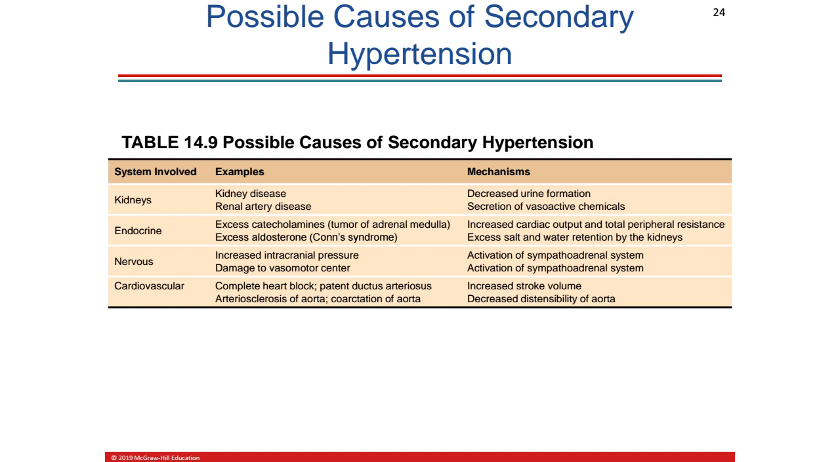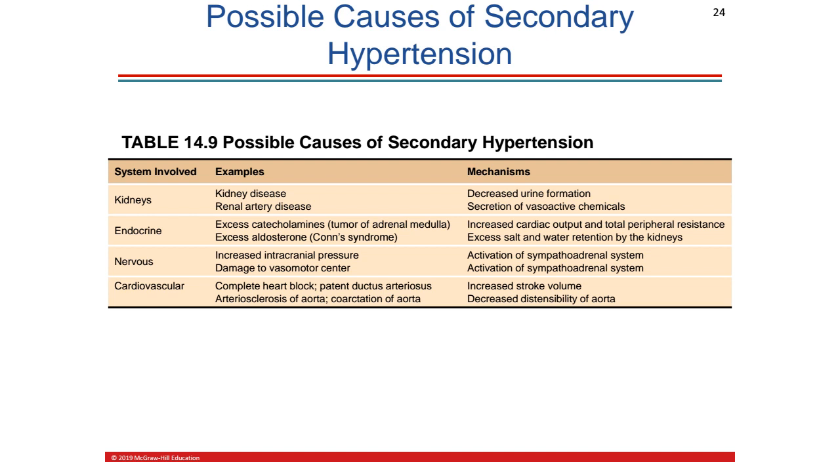Another possibility is the kidney secretes certain vasoactive chemicals. So, for example, the kidney may secrete renin, which activates the renin-angiotensin-aldosterone system, or RAS. This system leads to an increase in blood pressure through vasoconstriction, as well as through the retention of sodium chloride and water. So those changes would lead to an increase in blood pressure.